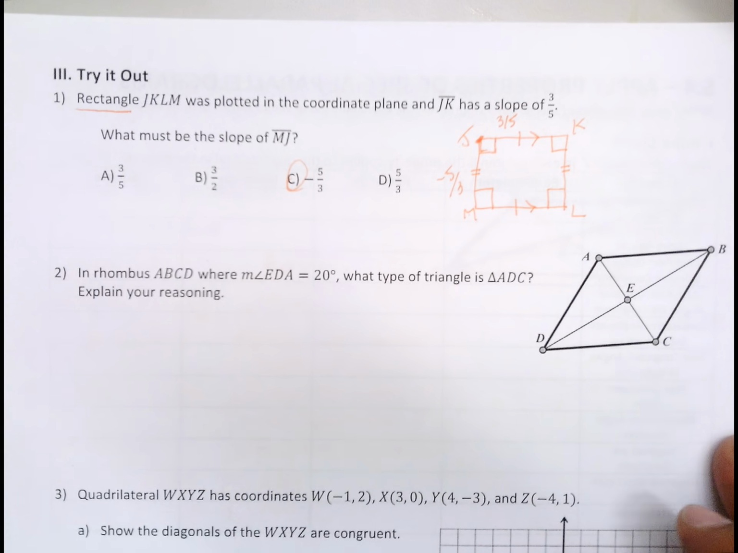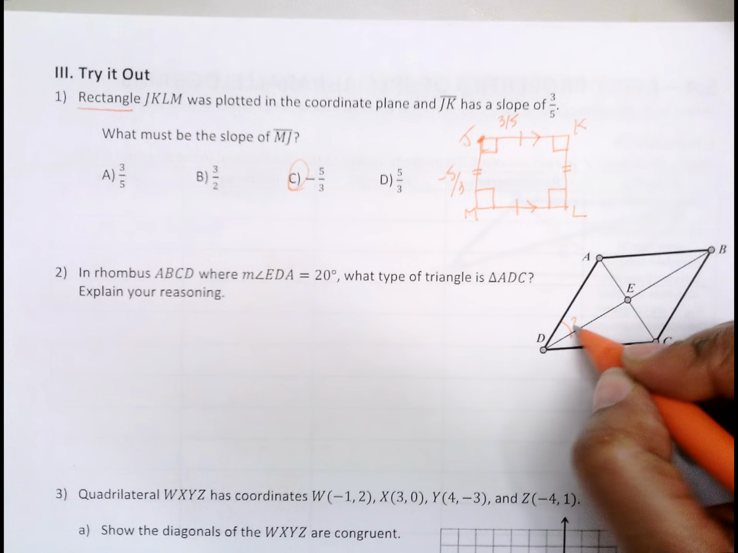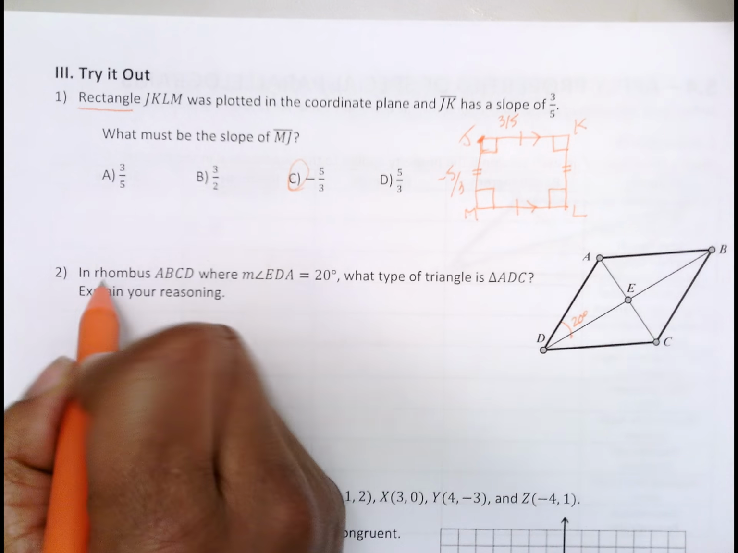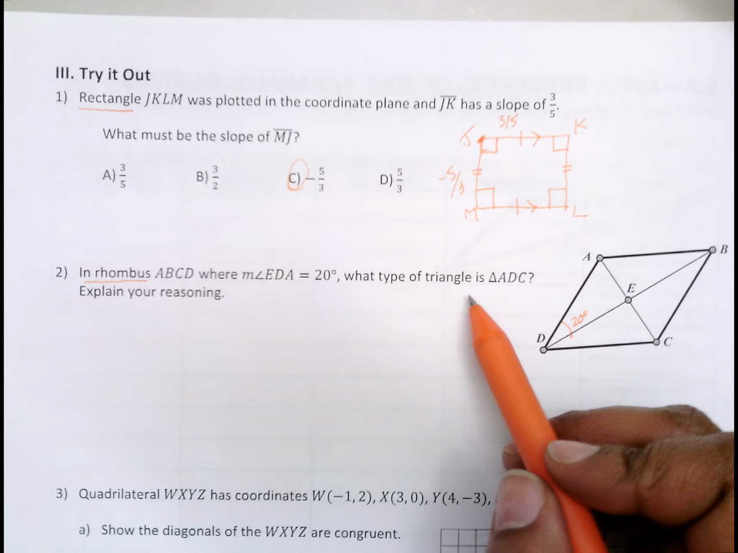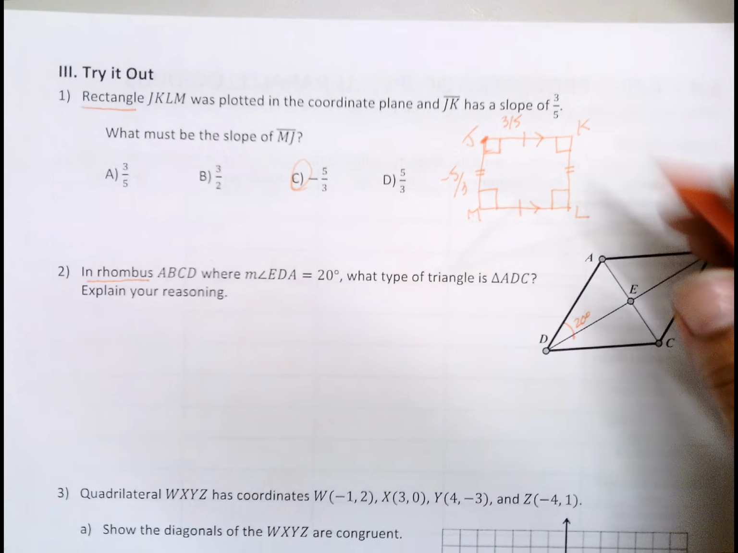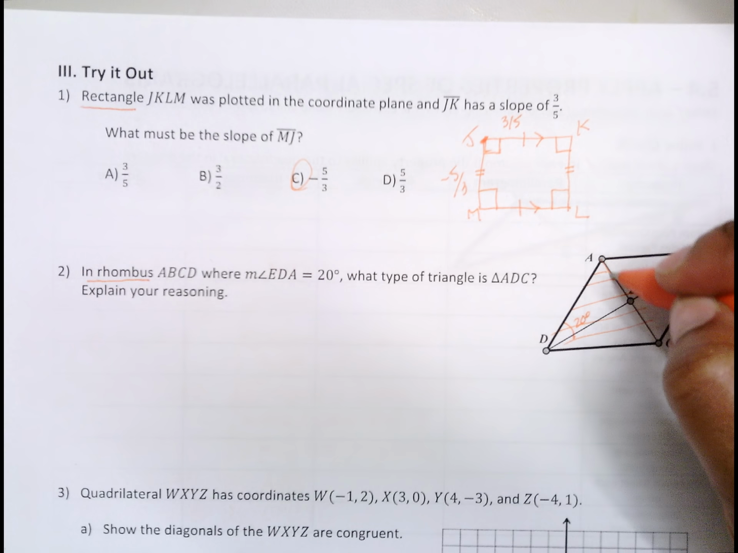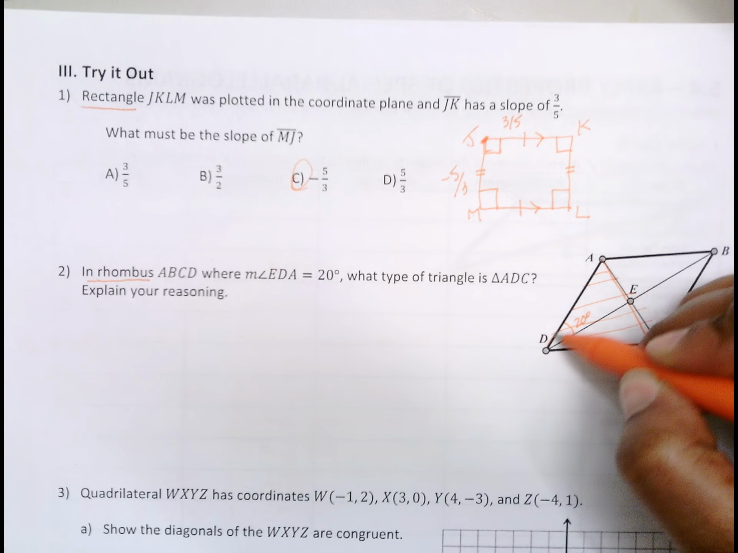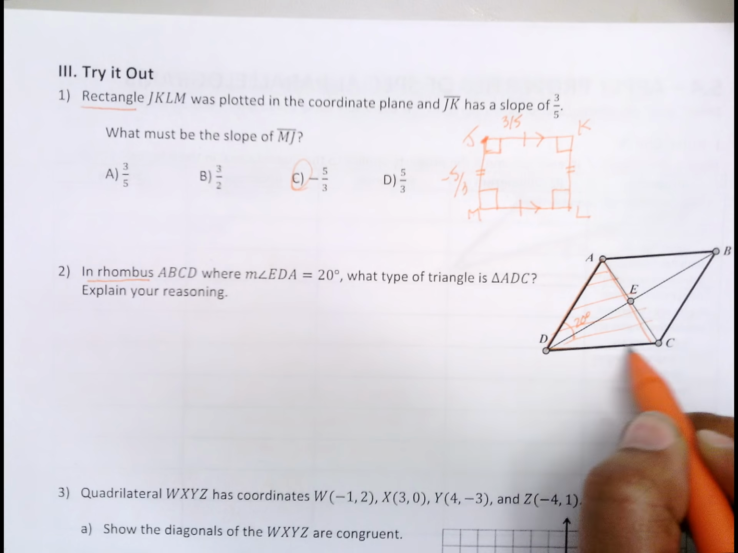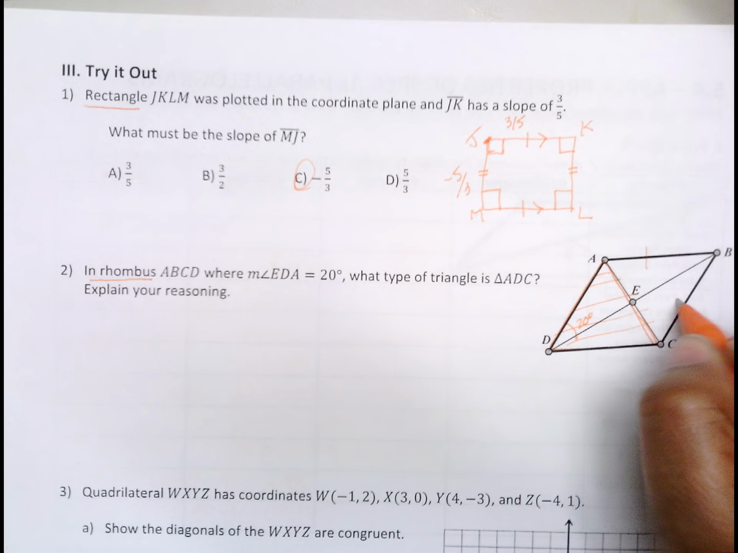Next question. In rhombus ABCD, where the measure of angle EDA is equal to 20 degrees, and it is a rhombus, what type of triangle is triangle ADC? So ADC, they're talking about this triangle right here. Let's outline it. ADC. Well, this is a rhombus, so all 4 sides are congruent.